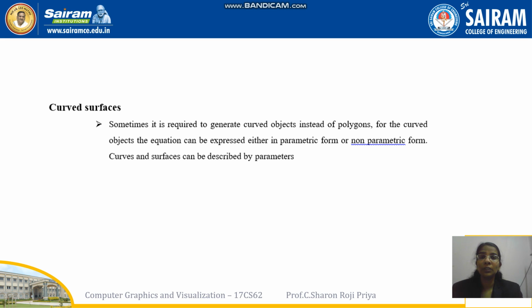Next is the explicit function. For an explicit function, I can give an example like y equal to f of x. For a single value of x, I'll get a single value of y. This is my explicit function. So a curve is a collection of many points with neighboring pixels except the endpoints, and the equation for a curve can be written as a parametric or non-parametric equation.